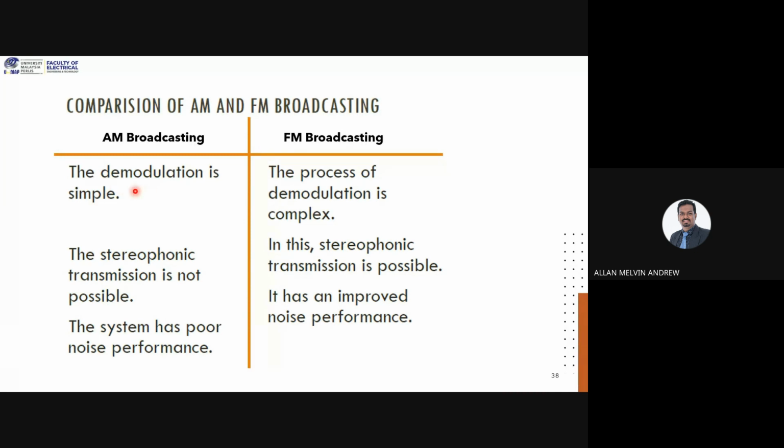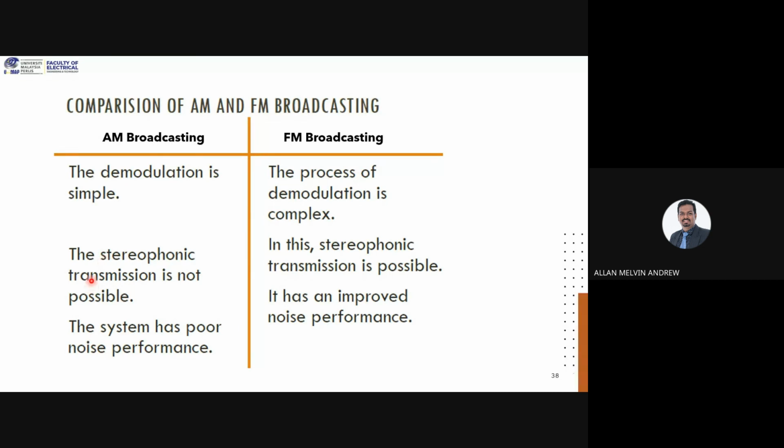Demodulation is simple for AM because it's only amplitude. It's not dealing with frequency, so you just decode it and you can demodulate. But for FM, the process of demodulation is complex because the frequency range is wider. You need to make sure that you are dealing with the correct frequency in the demodulation. If not, things might be lost or altered. So it's quite complex for the demodulation process.